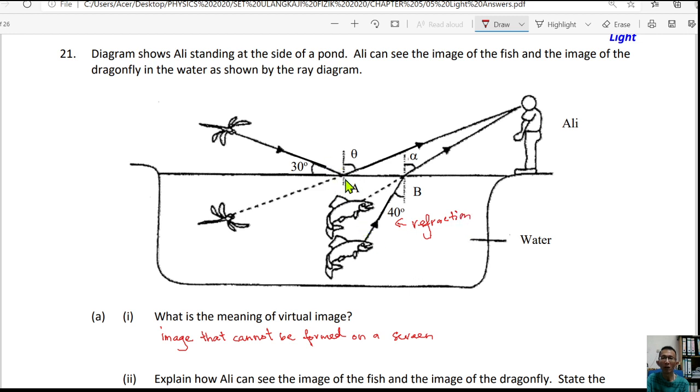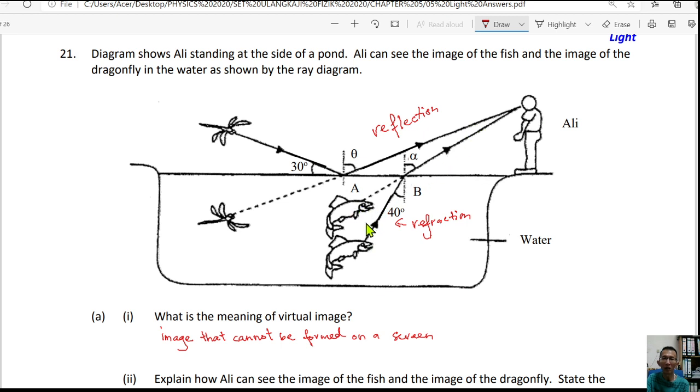Alright, now you see the dragonfly here. Look at the ray, it goes here and then going here. So what is this? Alright, so this one here must denote reflection. Okay, same medium, but here I have different medium.